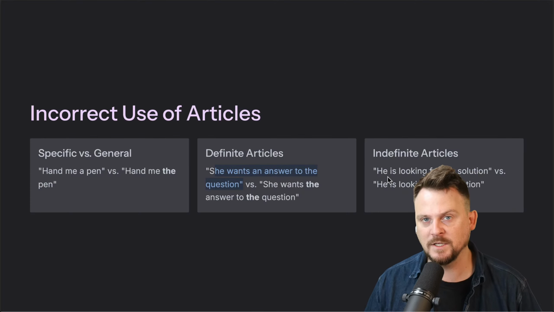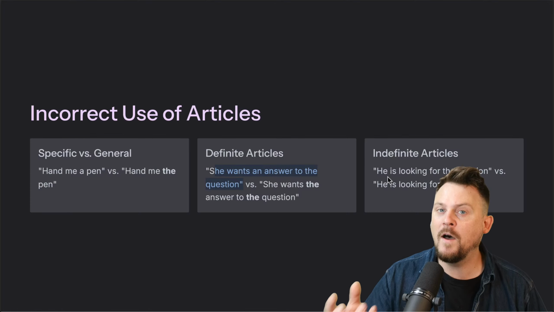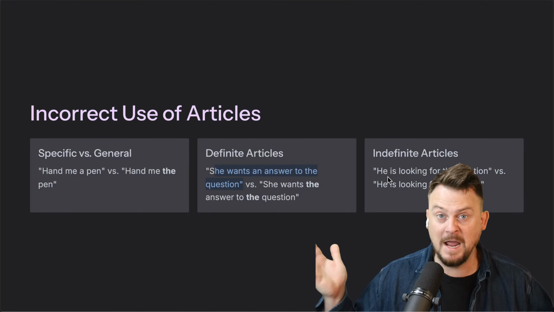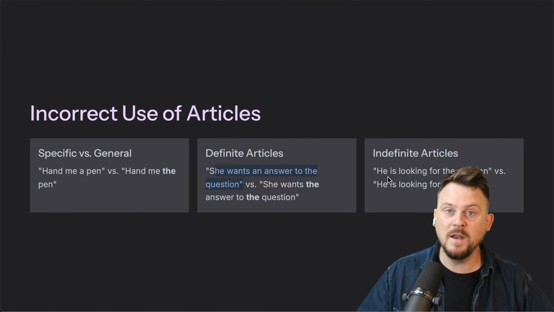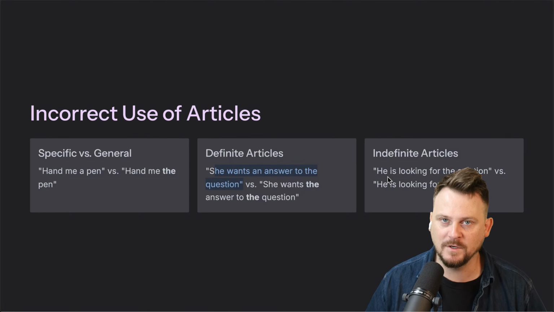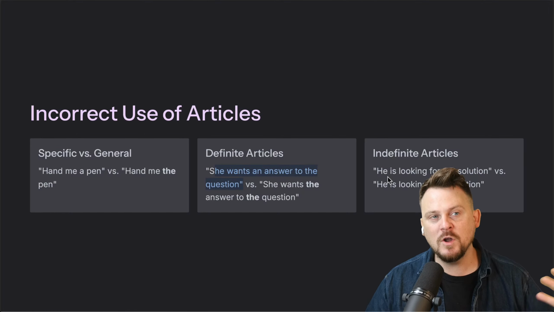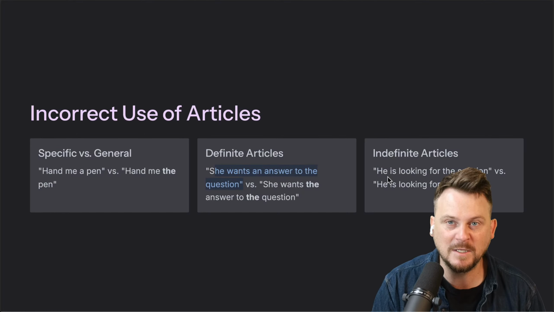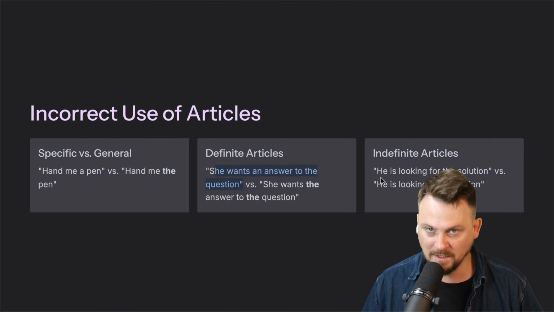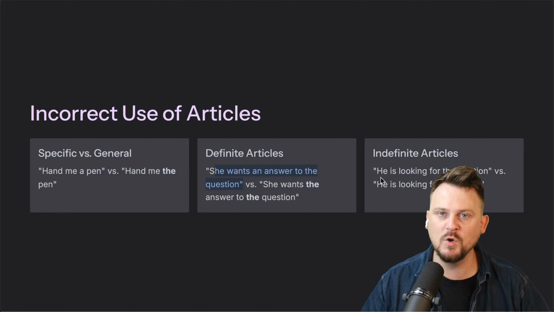He is looking for the solution. He is looking for a solution. Both correct. The solution means there's only one solution. A solution would be a problem where there could be many different solutions. I haven't found any of them, but if I find one, then I will use that. That will be the answer to this problem, although there could have been other answers, right? So that's why maybe someone would say he's looking for a solution. All correct, but it just depends on what you mean.